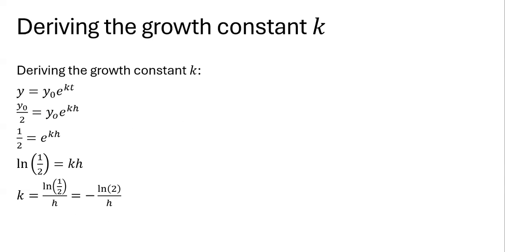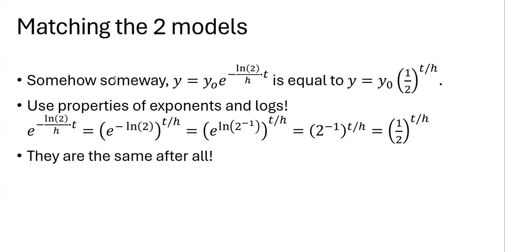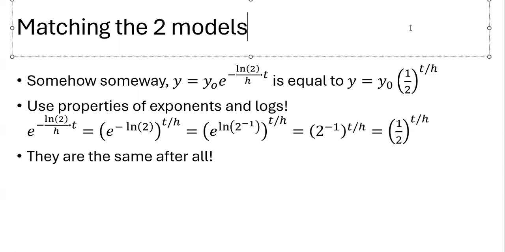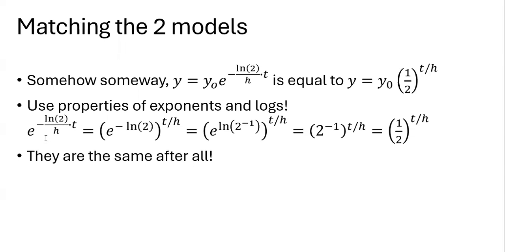Somehow, some way, this formula with our k that we just found is equal to this formula over here. They look very different, but they're actually not. We just use properties of exponents and logs. Let me get rid of this period to avoid some confusion. Let's go through this. e to the minus ln 2 over h times t. We can rewrite this as e to the negative ln 2 power, all to the t over h power. Properties of exponents.